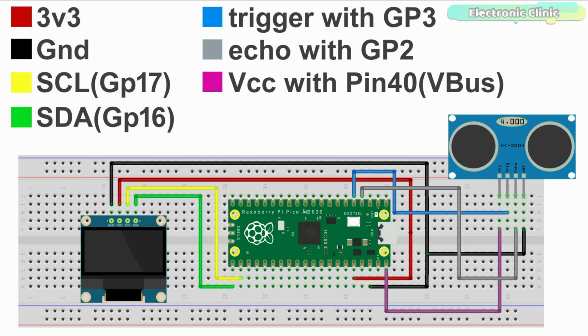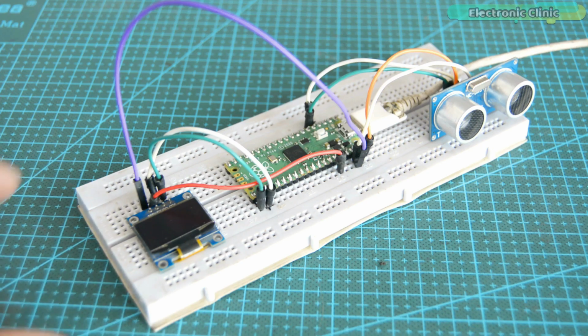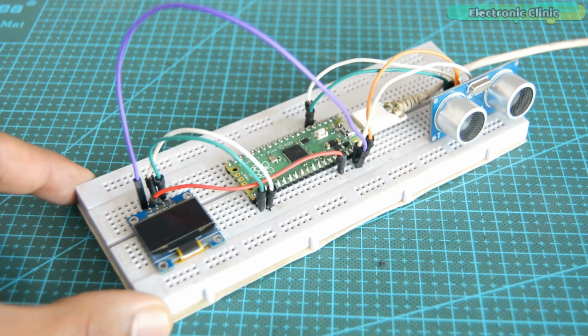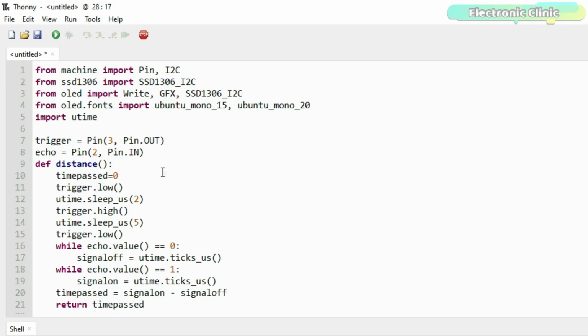The SSD1306 OLED display module connections with the Raspberry Pi Pico remain exactly the same. The VCC pin is connected with the VBUS, which is pin 40 of the Raspberry Pi Pico. Trigger pin is connected with GP3. Echo pin is connected with GP2, and the ground pin of the ultrasonic sensor is connected with the ground pin of the Raspberry Pi Pico board. I completed my connections as per the circuit diagram, and now let's take a look at the programming.